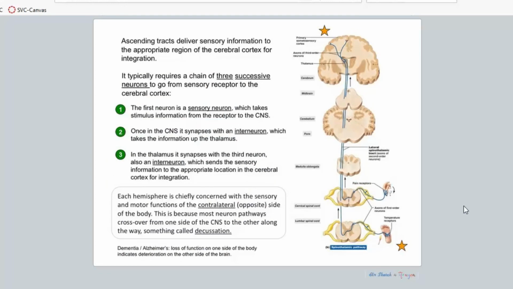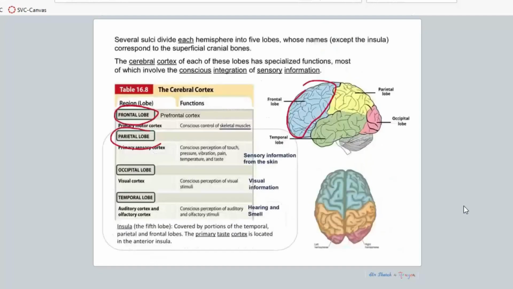Okay, and let's look at how that information gets there. First of all, one thing I just want to point out in here: the frontal lobe. Why is that called the frontal lobe? The parietal lobe, why is that called the parietal lobe? Why is that the occipital lobe? Why is that the temporal lobe?